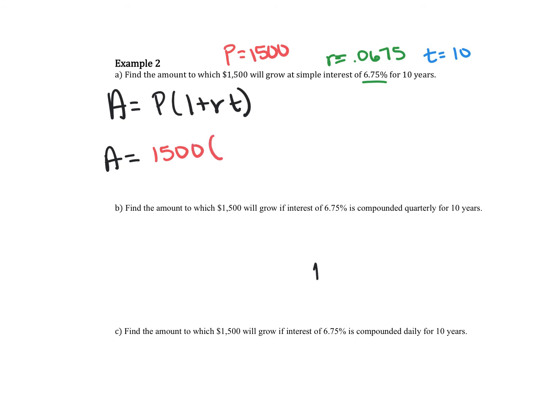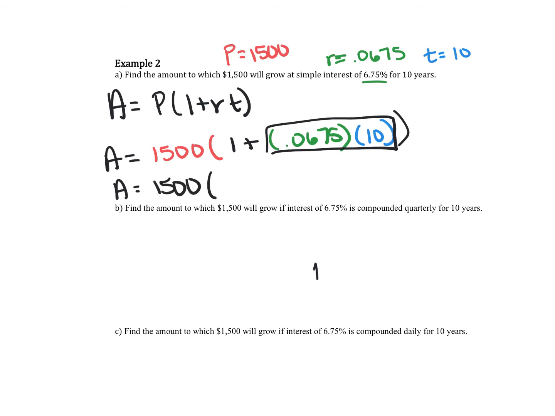1,500 times 1 plus 0.0675 times my T, which is 10. And so again, I'm going to work this part first. And when I do that, I get 10 times 0.0675, which is 0.675. So I get A equal to 1,500 times 1.675. If I multiply 1,500 times that 1.675, I get $2,512.50.